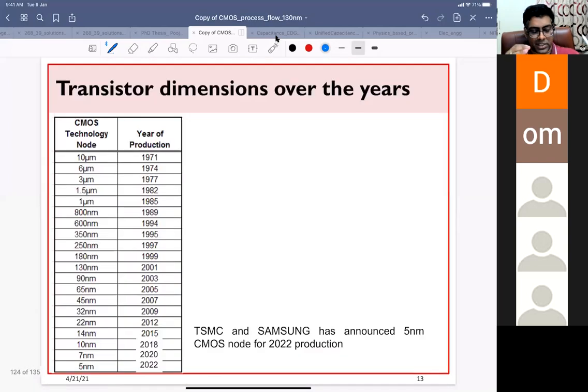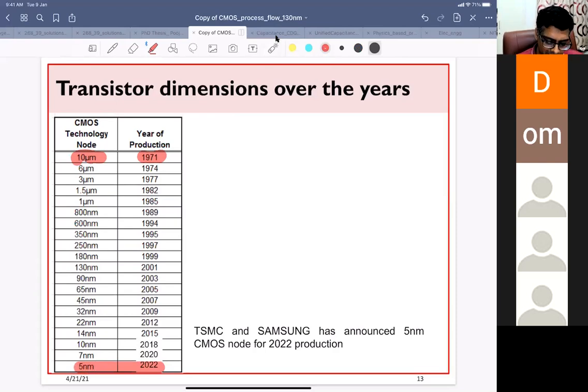If you look at how technology nodes have evolved between 1971 and 2022, we started with 10 micrometer technology in 1971, and now we are talking about the 5 nanometer CMOS node, which is 2022. It has not come yet, but it will come early next year or mid next year. But in between, we have gone through different CMOS nodes.